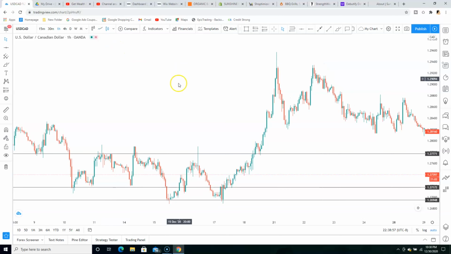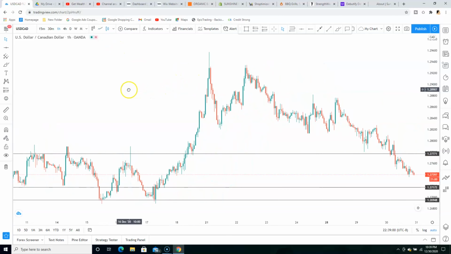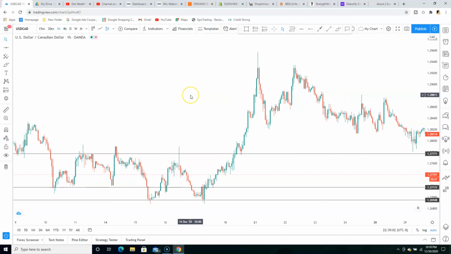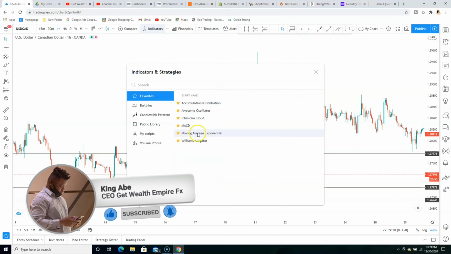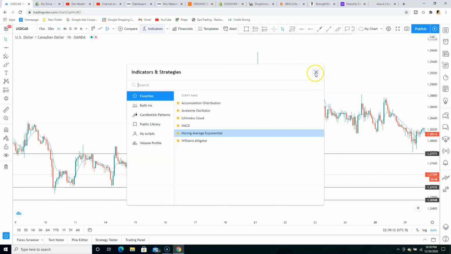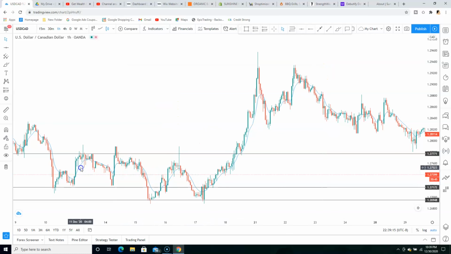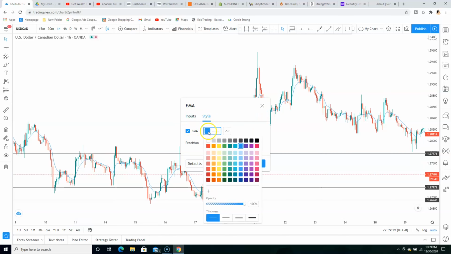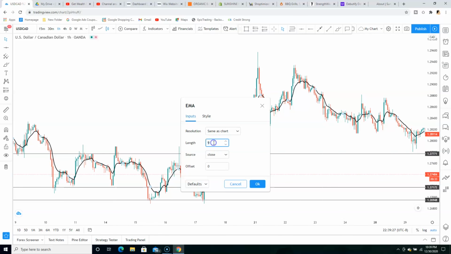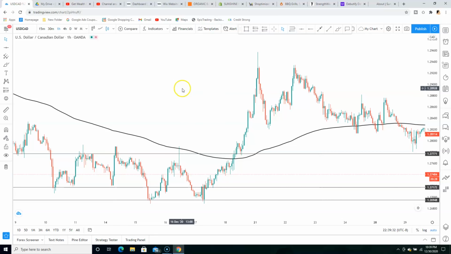The first thing that I'm going to do now is add the first indicator that we're going to use, and the first indicator is going to be the 200 moving average exponential. Make sure it's the 200 moving average exponential. We have to change the settings for the color and the style. You don't have to use the same thing as mine. You can use whatever color you want, and you change the length to 200. Then you click on OK.